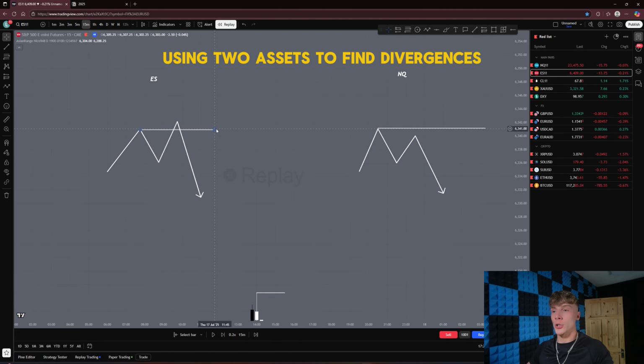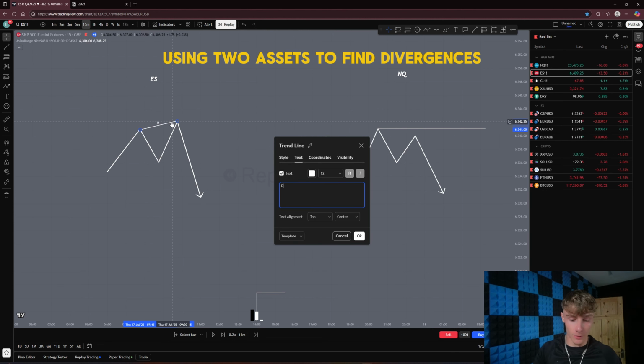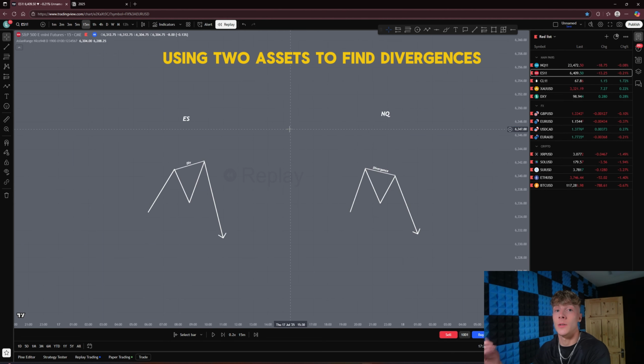So how you'd mark it out on your chart is this: simply grab it and you just mark it to the high. So that would be a divergence. So what this shows us is a discrepancy in price. One is weaker than the other.